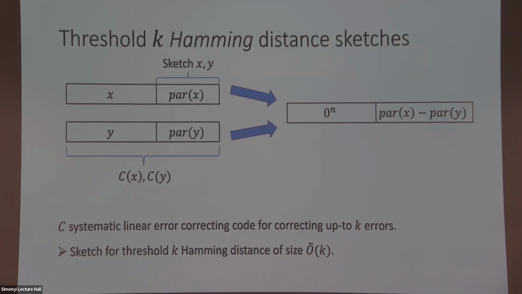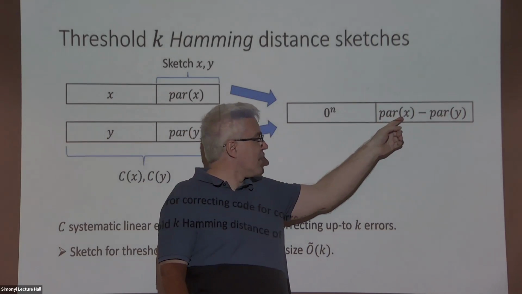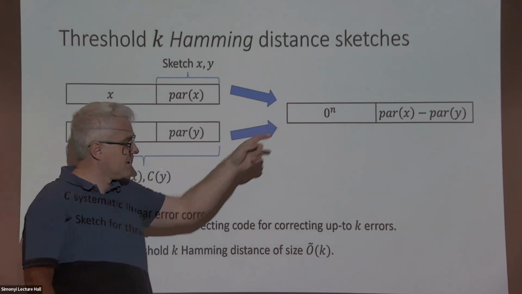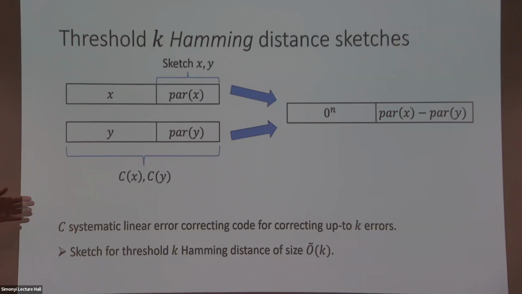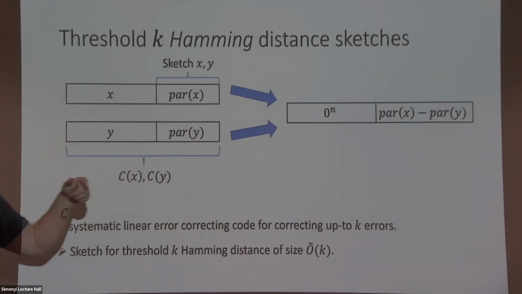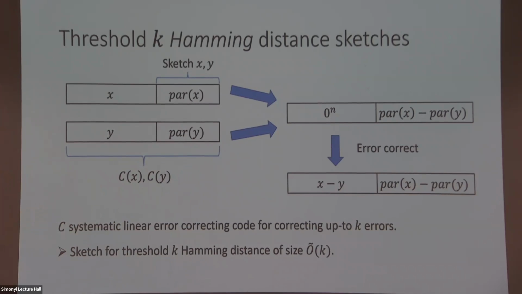Well, we just create the following word. I take 0 to the n, and I append the difference between parity x and parity y. By this I mean, since the code is linear, these are vectors, so you just subtract the two vectors coordinate-wise. That's what I'm going to create, and now I just run error correction on this.